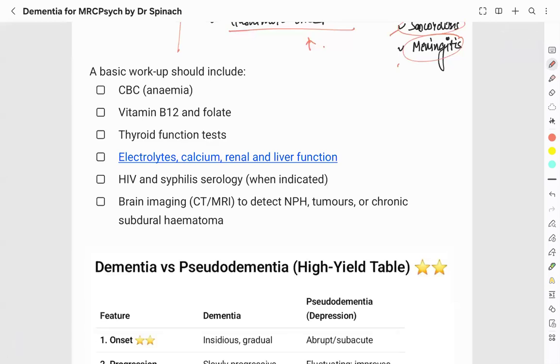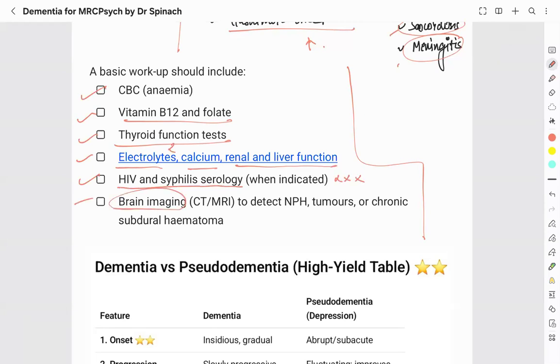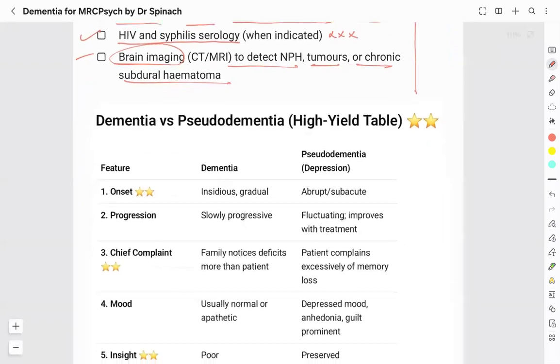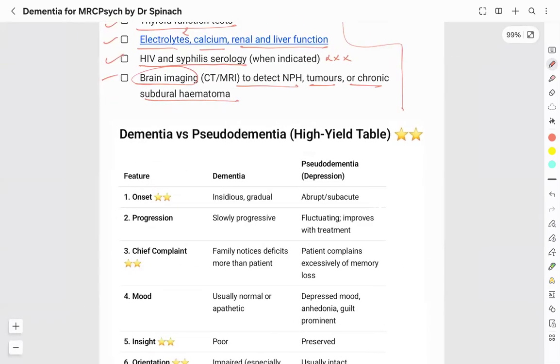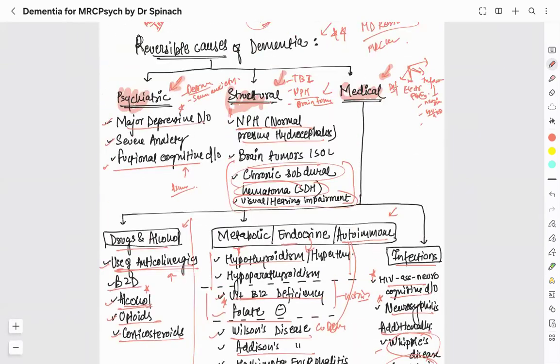Since we have already seen the reversible causes, whenever we are going to write the answer in the exam, we can include CBC, vitamin B12 and folate, thyroid function test, electrolytes, calcium, renal and liver function, HIV and syphilis serology when indicated, and brain imaging to detect NPH, tumors, or chronic subdural hematoma, with the reasoning. Wonderful.